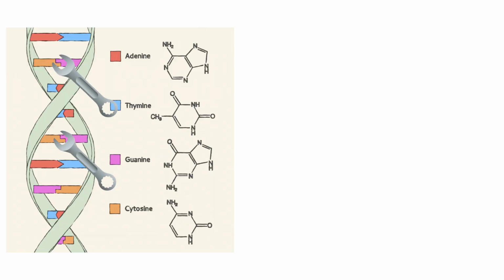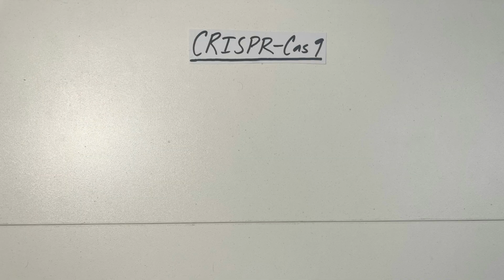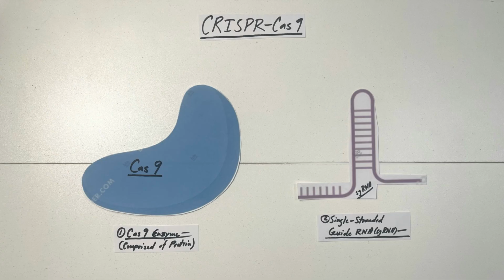Well then, what if we could change the sequence of nucleotide base pairs and therefore change the traits of the organism? This is the exact function performed by CRISPR-Cas9, which comprises 3 primary components: the enzyme Cas9, which is comprised of protein, a single-stranded guide RNA or sgRNA molecule, and in some cases a DNA repair template. In this system, the Cas9 enzyme is somewhat like a vehicle that tries to find that specific part of the DNA to be modified, while the sgRNA is the molecule that binds to that part of the DNA.